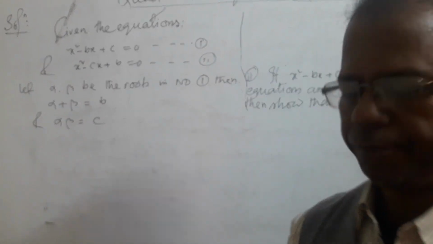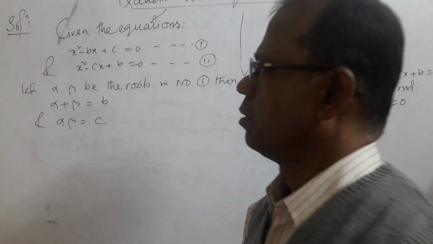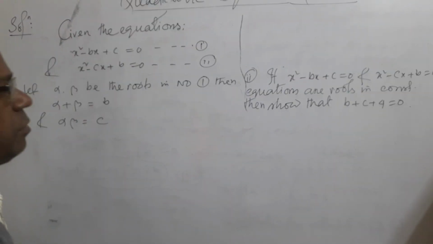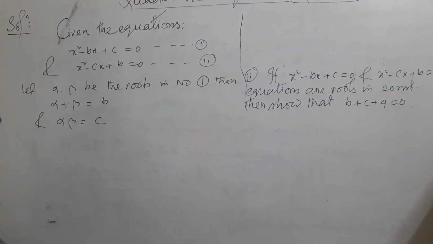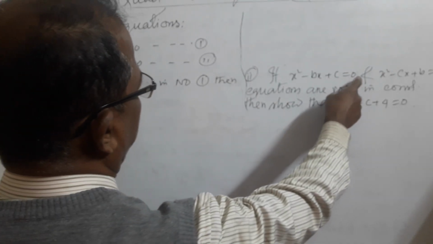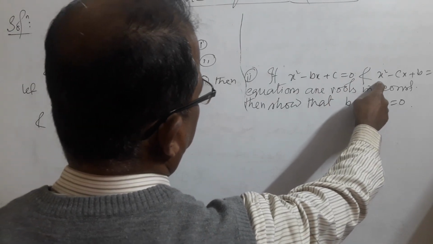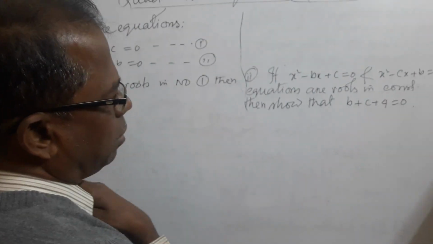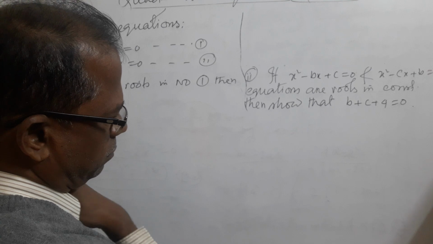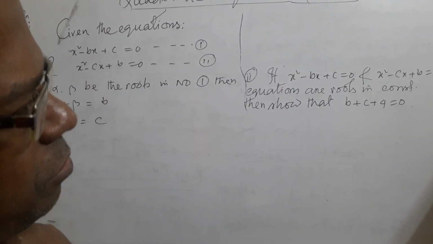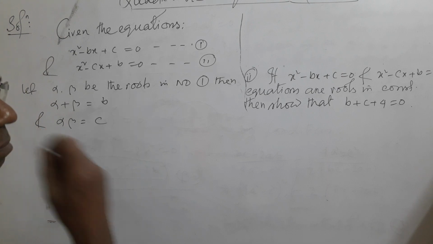Everybody okay? So now I want to solve these important questions. If the equations x square minus bx plus c equals 0 and x square minus cx plus b equals 0 have roots whose difference is constant, then show that b plus c plus 4 equal to 0.